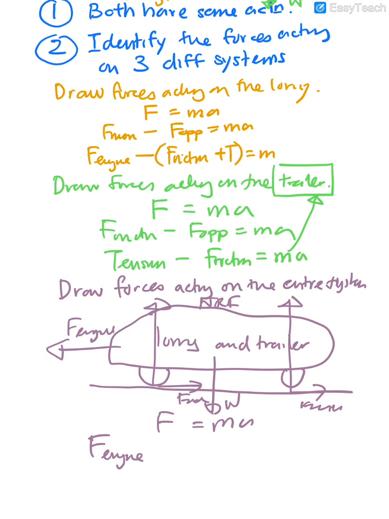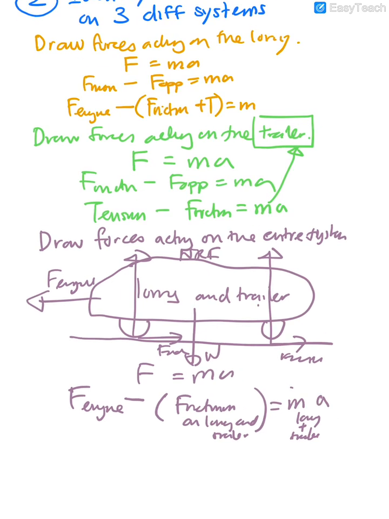The force of motion will be the force of the engine minus the frictional force on the lorry and trailer. Then this one is the mass of the lorry and trailer times acceleration. The acceleration is the same, right? Correct. Acceleration will be the same. One cannot move faster than the other, right?